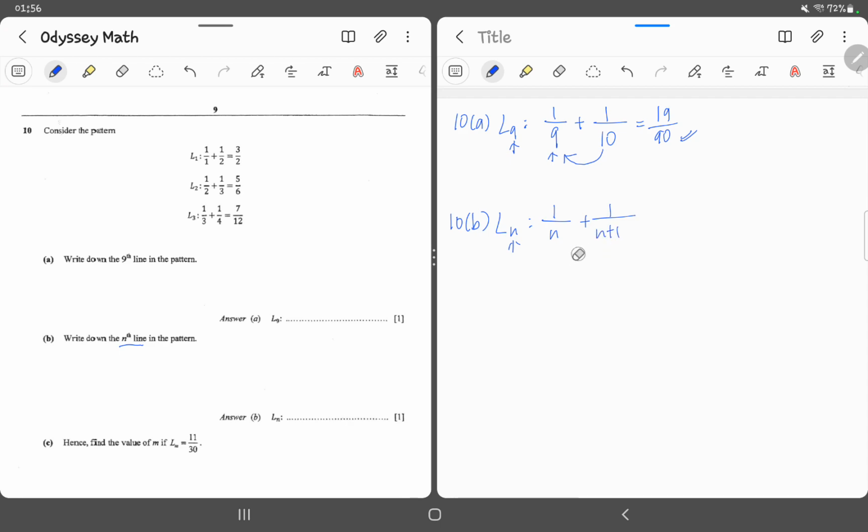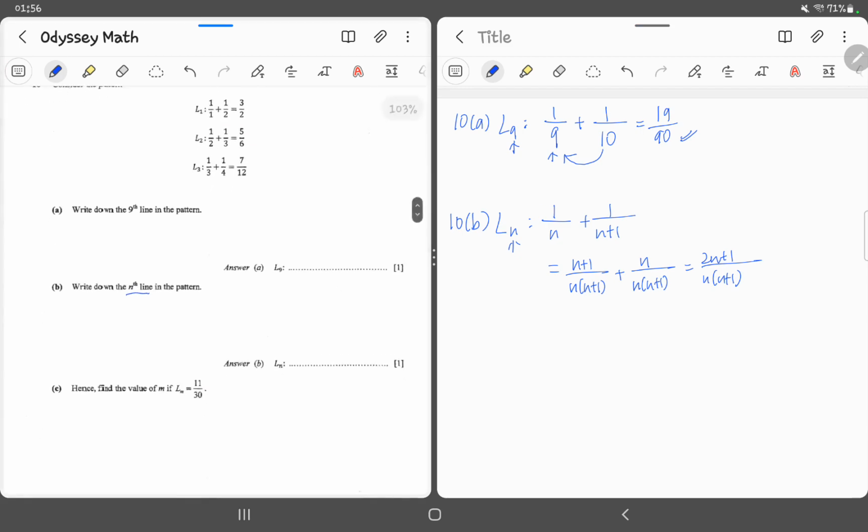Now we need to simplify this. So let's make the denominator the same. So this will be n plus 1 over n bracket n plus 1 plus n over n bracket n plus 1. So this will be 2n plus 1 over n bracket n plus 1. So we are done with 10b.